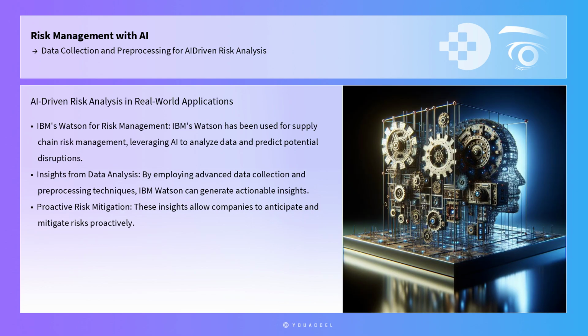Real-world applications of these techniques are evident in companies that have successfully implemented AI-driven risk analysis. For example, IBM's Watson has been used for supply chain risk management, leveraging AI to analyze data from various sources and predict potential disruptions. By employing advanced data collection and pre-processing techniques, IBM Watson can generate actionable insights, allowing companies to anticipate and mitigate risks proactively.